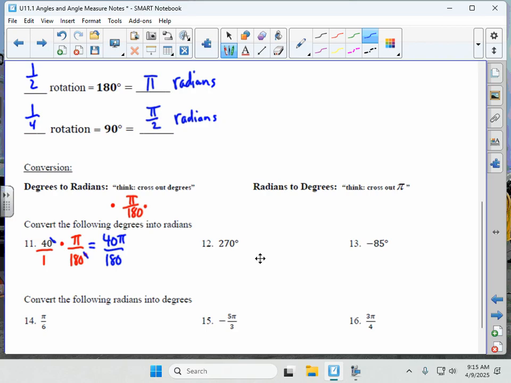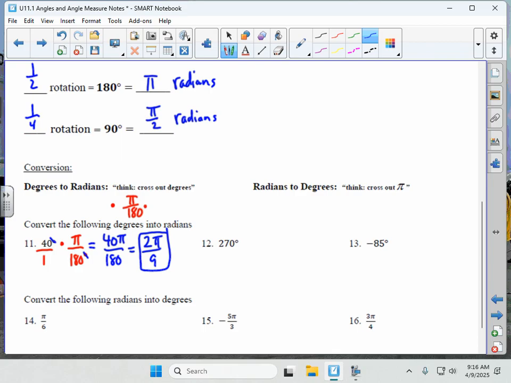Now we could simplify this fraction. You have calculators that will simplify fractions for you. Just use your ABC key, and typically it'll do it for you. So this is going to be 2 pi over 9, so that's 2 pi over 9 radians. If you get a mixed fraction on your calculator, just convert it to improper. Typically we use improper fractions rather than mixed fractions.